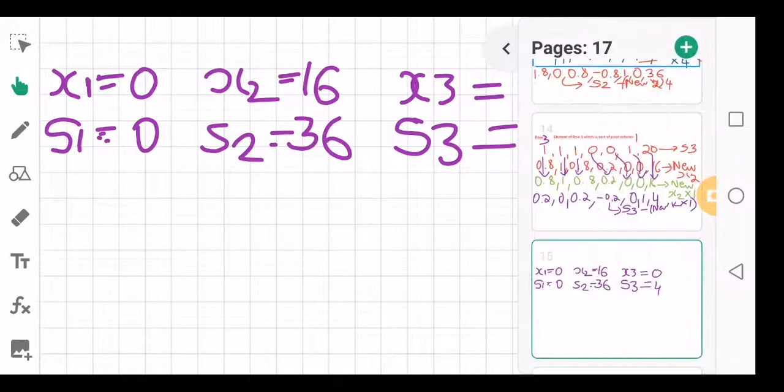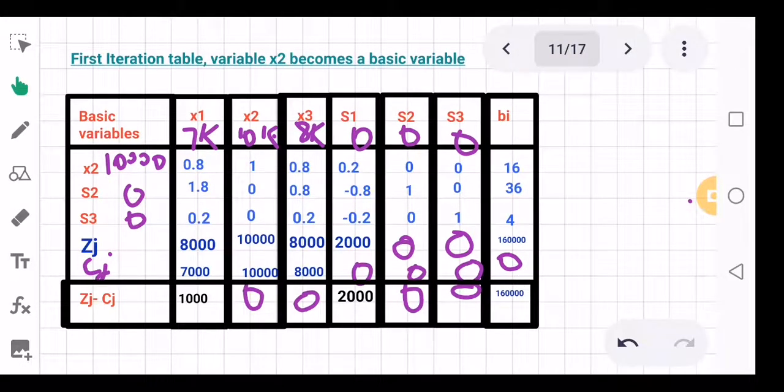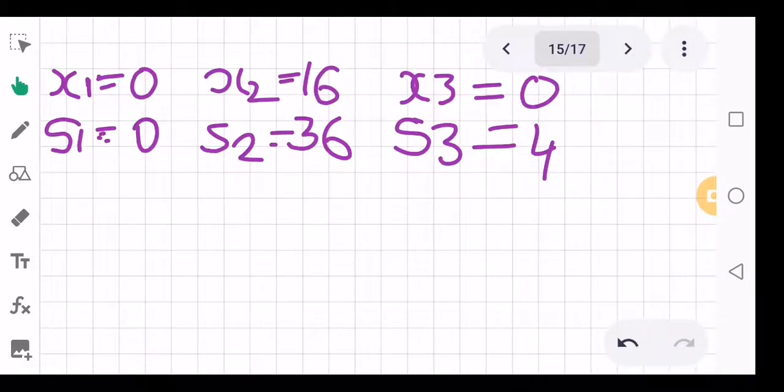Then we found out that your s2 is equal to 36 and your s3 is equal to 4. So you know x2, s2, s3, and whatever the remaining variables are, their value will be 0. So we know the values of these three which we found, and the remaining variables will have the value 0. That's how we found this.